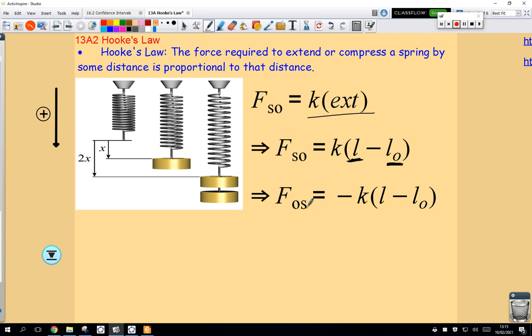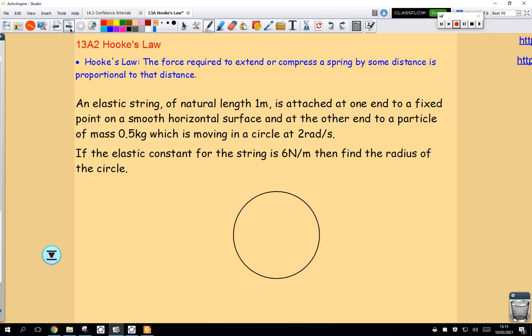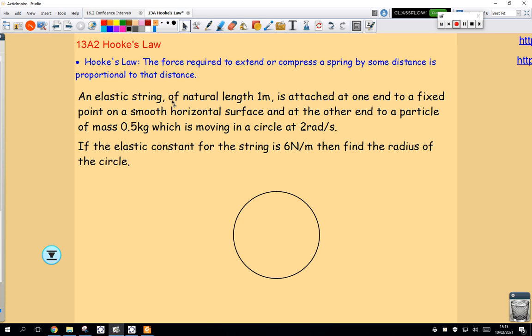The force on the object by the string will be the same in magnitude but opposite in direction. So the force on the string or spring by the object is going to be downwards, but the force on the object by the spring in this case would be upwards. Okay, so we're going to have a look at a question that also involves our recent work on circular motion. So let's have a read through of this.